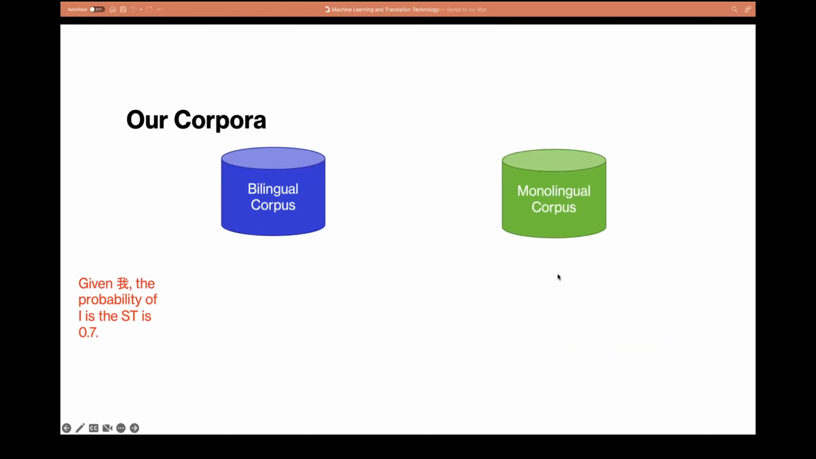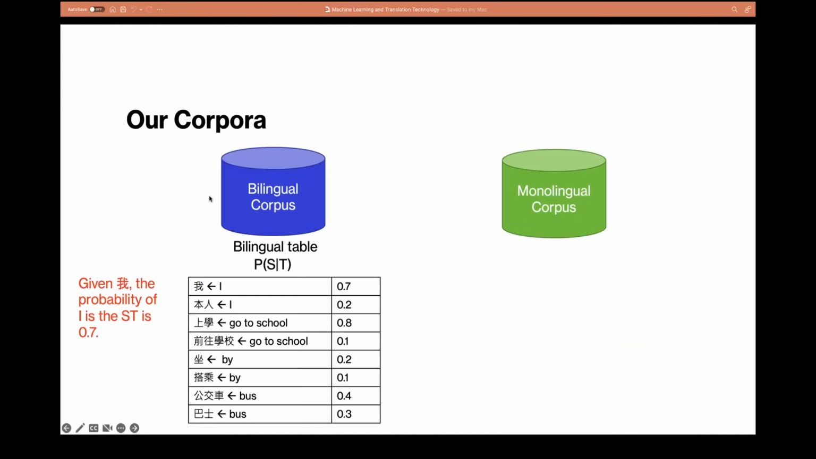More specifically, we have our corpora. The first one is the bilingual corpus, and the second one is the monolingual corpus. The bilingual corpus is basically for the generation of a bilingual table. So we want to have sentences in the source language and also sentences in the target language, and we want to divide the sentences into words or phrases, depending on whether you're talking about word-based translation or phrase-based translation. And after that, you have alignment. You want to see the connection between individual words and phrases in the source language and target language.